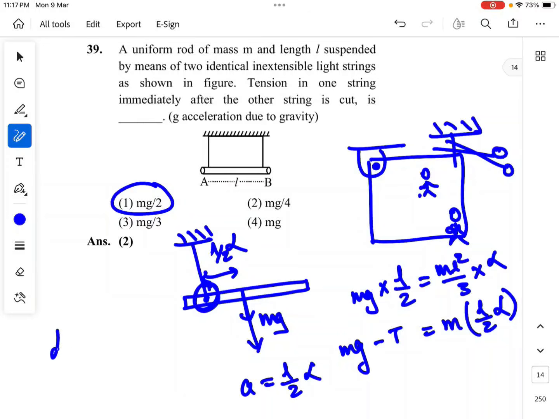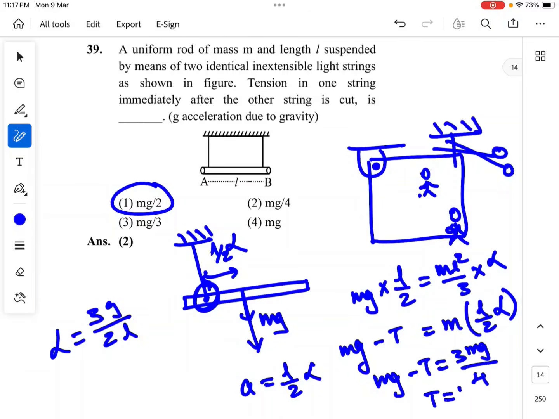Here we will do it quickly. Alpha is given by 3g by 2L, which you substitute here, then we get mg minus T is equal to 3mg by 4, and T is equal to mg by 4. Now, can anything be done apart from this, such that it can be solved without actually doing the problem? Think. How will you get the answer mg by 4 without actually doing it?